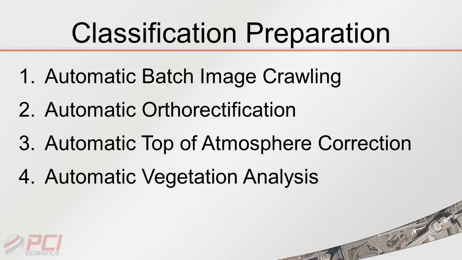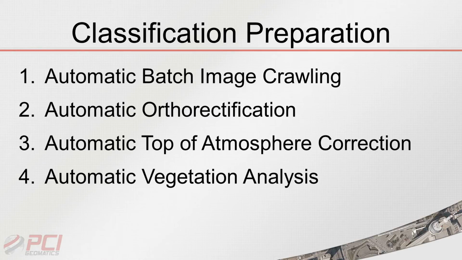Automatic orthorectification, meaning that it will use image correlation techniques from a global reference image to automatically collect GCPs, tie points, and perform orthorectification. Automatic top of atmosphere correction, which is a TOA task or a method for correcting for reflectance differences based on different times of years.